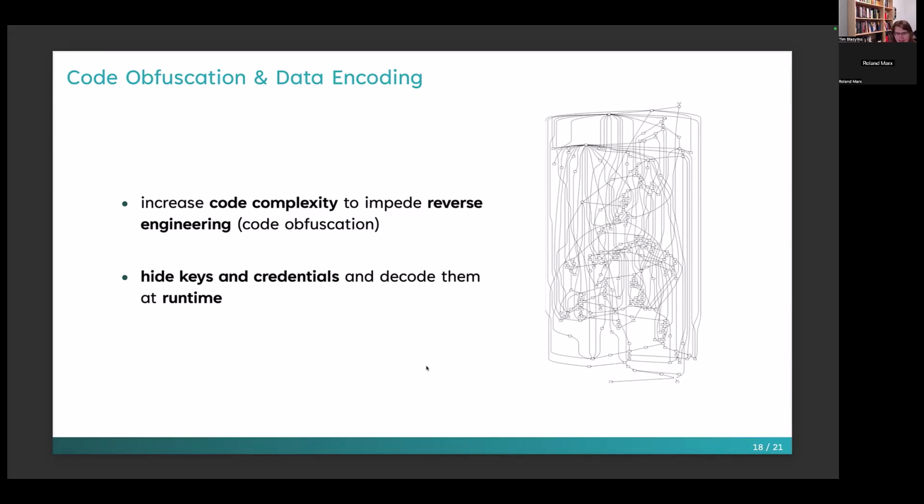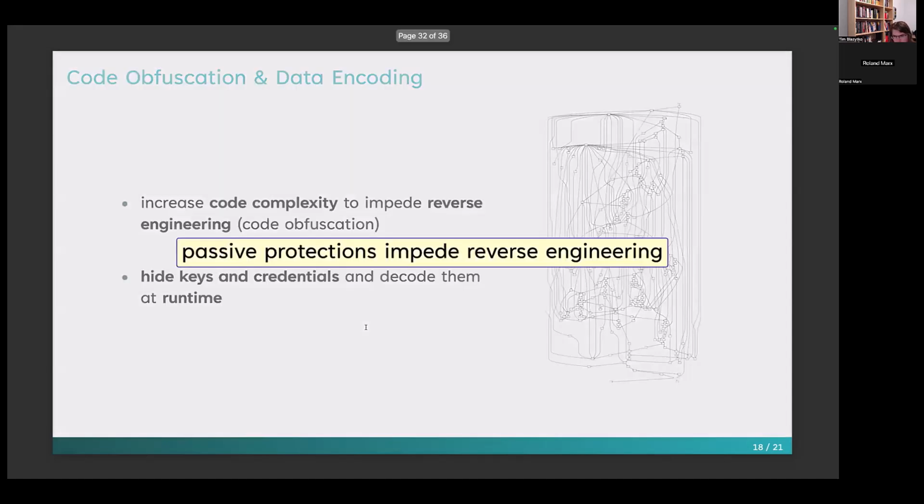And another thing we commonly see is hard-coded credentials of usernames and passwords, or hard-coded cryptographic keys for AES or for RSA and so on. And these are often stored in plain text in the binary. Another thing you can do is something called data encoding, which basically ensures that the keys and the passwords in the binary are not stored in plain text, but somehow encoded, such that if you run the binary, if you run the firmware, they are just decoded at runtime. So this basically allows you to hide keys and credentials and also the underlying code logic from the attacker who loads the binary into Ghidra. So these are basically passive protections to impede reverse engineering.